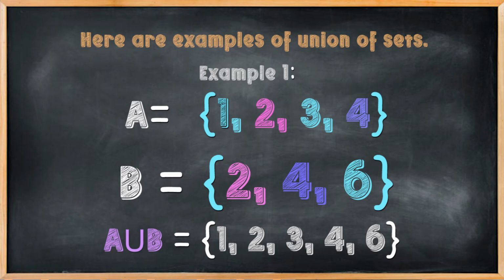A union B equals, let's join those two sets together. 1, 2, 3, 4, 6. A union B equals 1, 2, 3, 4, 6.